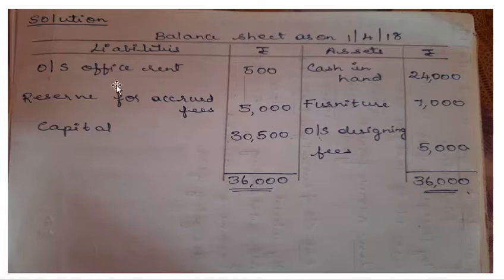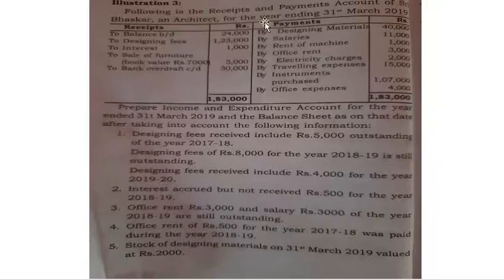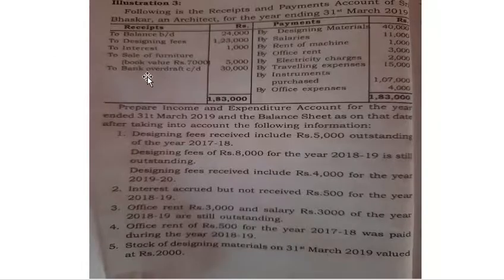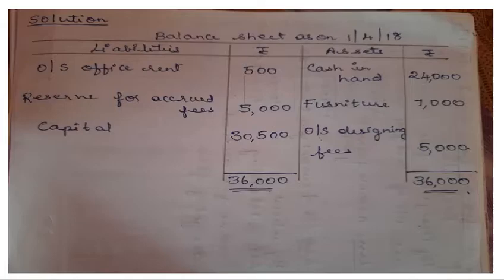I have prepared last year's balance sheet. Last year is 2018 and this is 2019, the current year. So I have made the balance sheet as on 1/4/2018. Now you will write all of last year's information given in the problem. First you have to write the cash balance, which is the brought down balance. The brought down balance of a receipt and payment account is last year's cash balance. So cash in hand is 24,000.